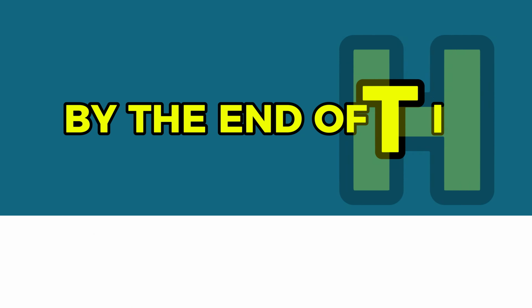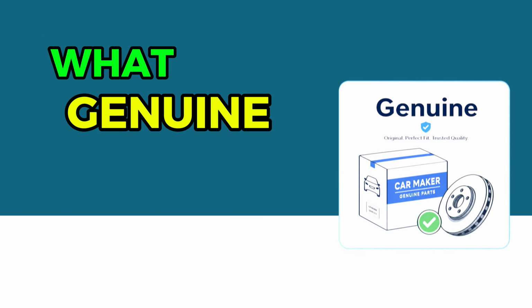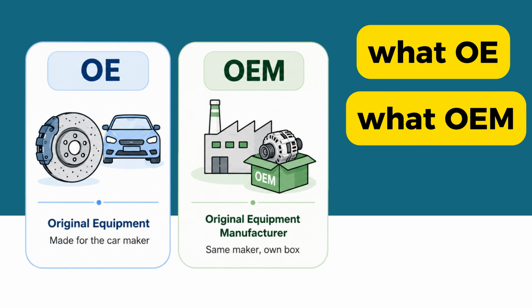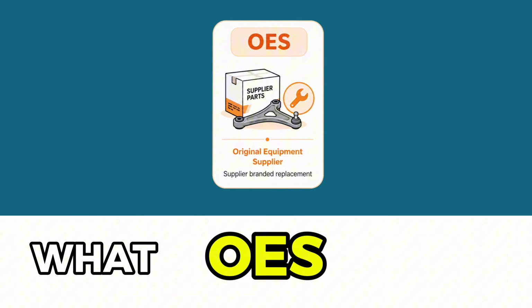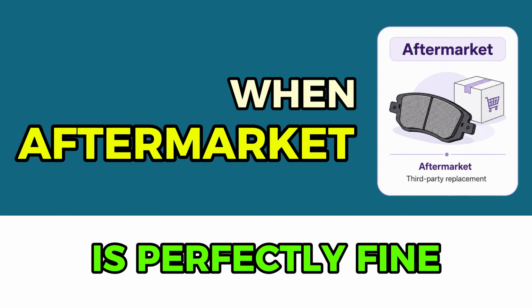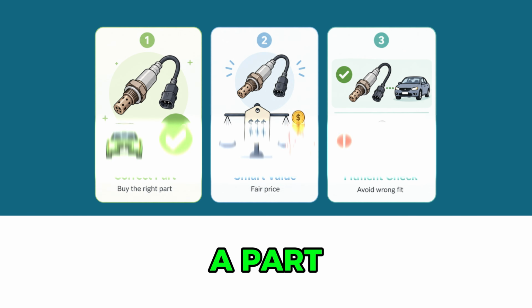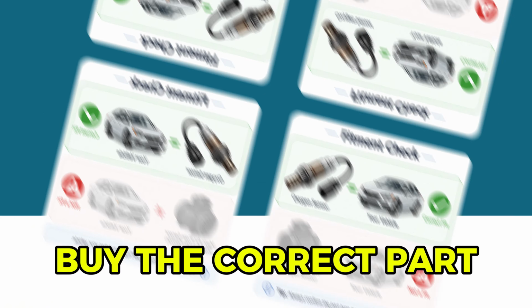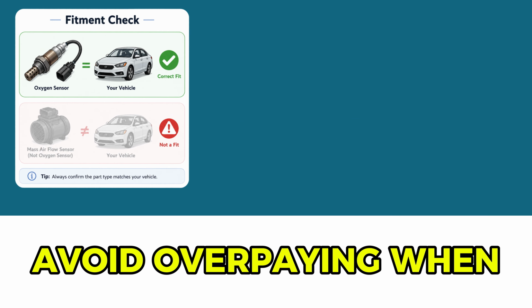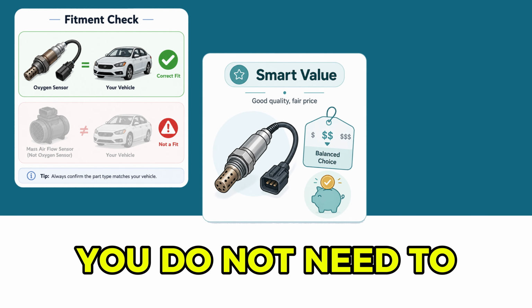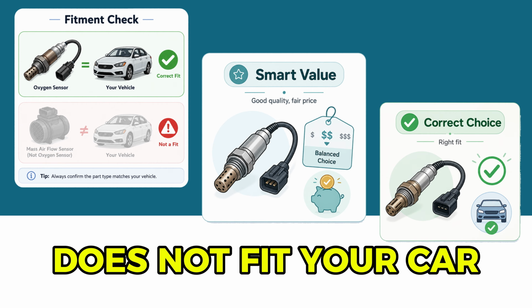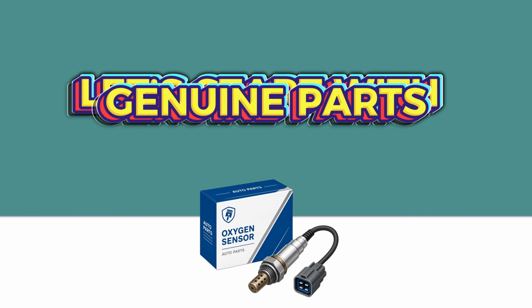By the end of this, you should know what genuine really means, what OE and OEM usually mean, what OES means, when aftermarket is perfectly fine, and how to choose a part online without guessing. The goal is simple. Buy the correct part, avoid overpaying when you do not need to, and avoid ordering something that does not fit your car. Let's start with genuine parts.